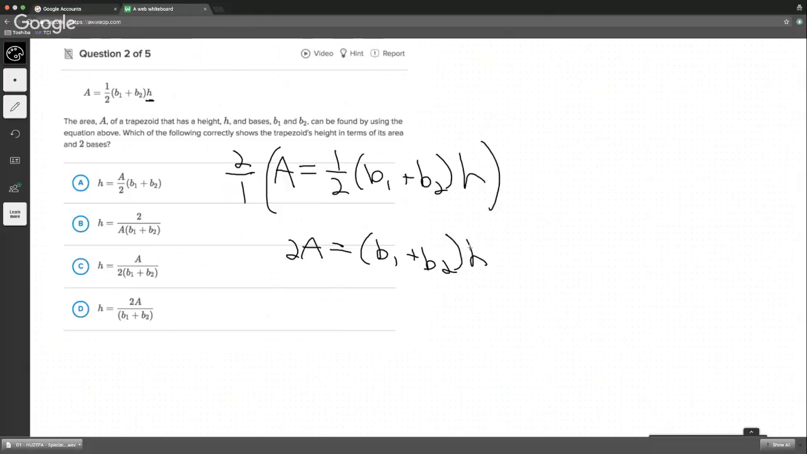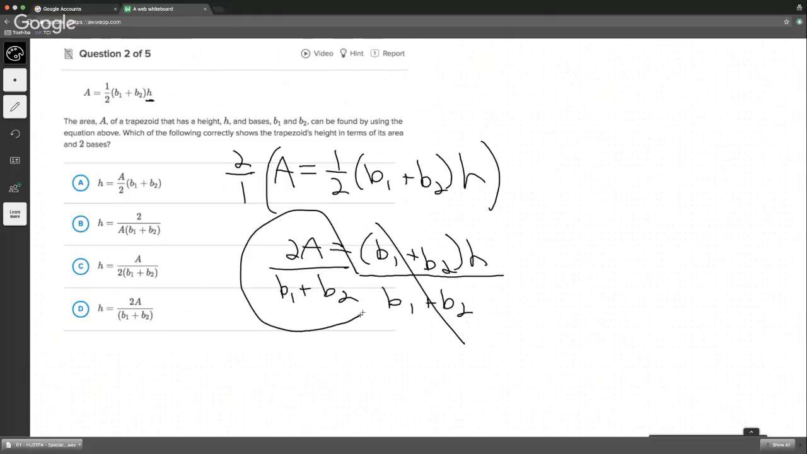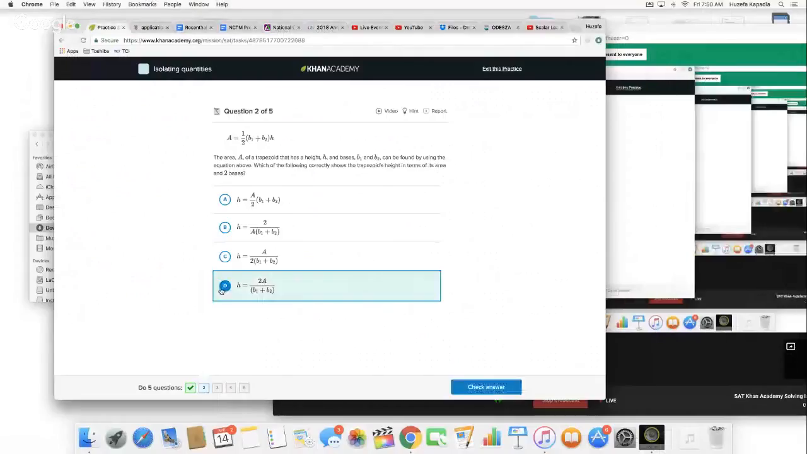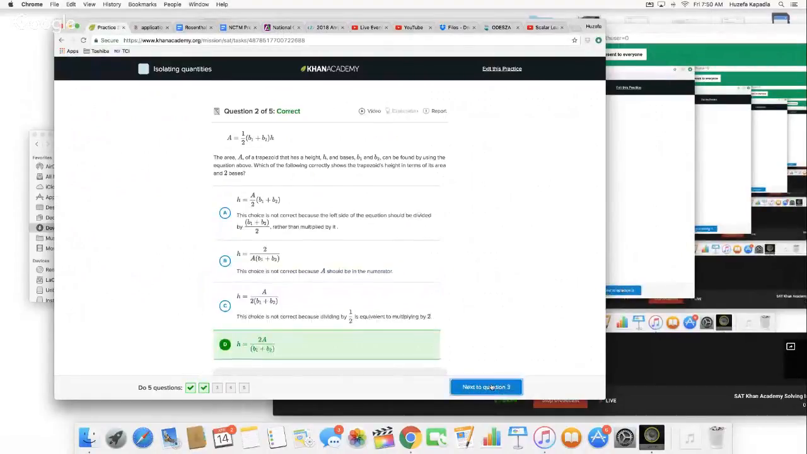Now we have an entire term multiplying this h. To get rid of it, we just do the opposite. We divide both sides by b1 plus b2. This goes away. Here's our answer. Let's see if we have it. Yeah, it's the last one. It's D. So that's it. We just isolated, solved for h. And what did I say, it was D? Let's see. Yeah, that's correct.